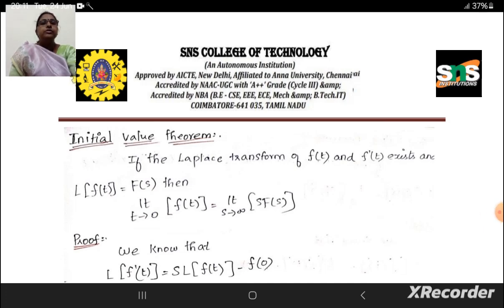Today we are going to discuss the Initial Value Theorem and Final Value Theorem. We are going to verify this theorem, and it belongs to the unit Laplace Transforms. So first, what is the statement?